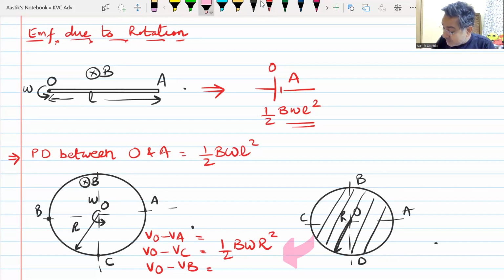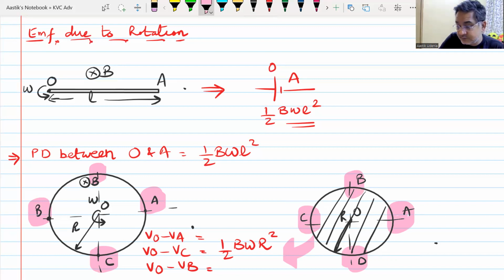Also, all points on the circumference will be equipotential. That is, there will not be any potential difference between any points on the circumference. Do we understand this? Everyone understands this? I'll give you 2 minutes to note this down.